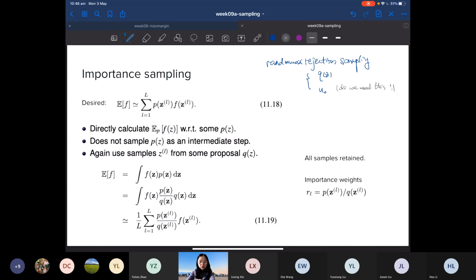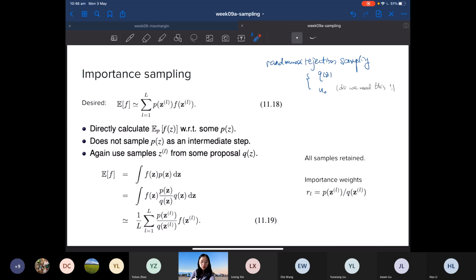So if we don't want to sample from P of Z or accept or reject based on P of Z as an intermediate step, we want to come up with weights of the samples that are sensible. So the expectation of f is basically f of z weighted by P of Z. And we can trivially multiply and divide by Q of Z, the proposal distribution at each point in Z, which gives us the following expression.